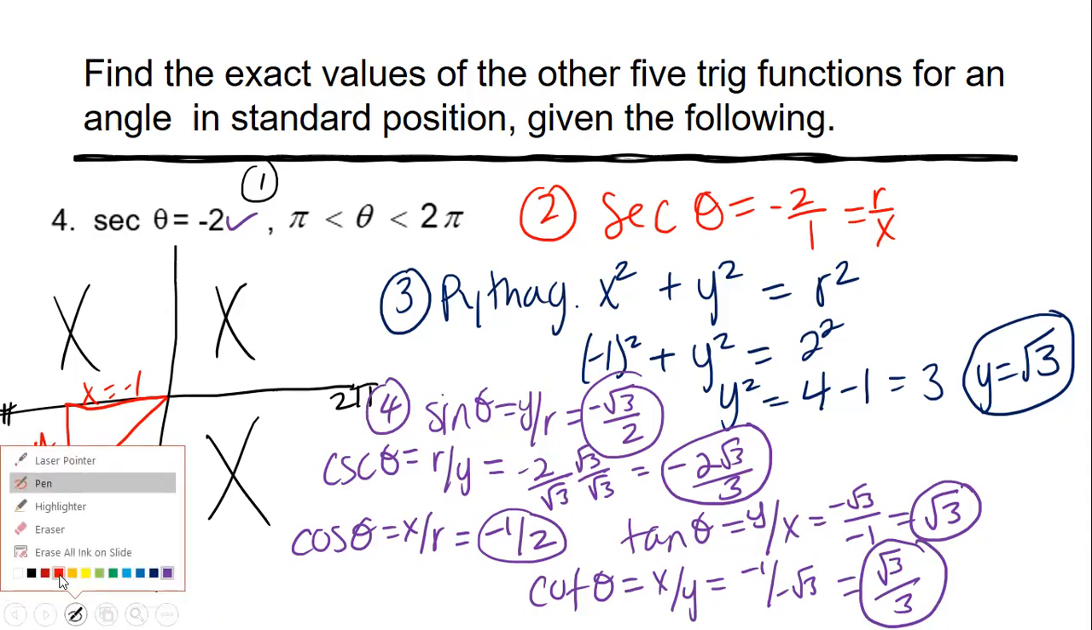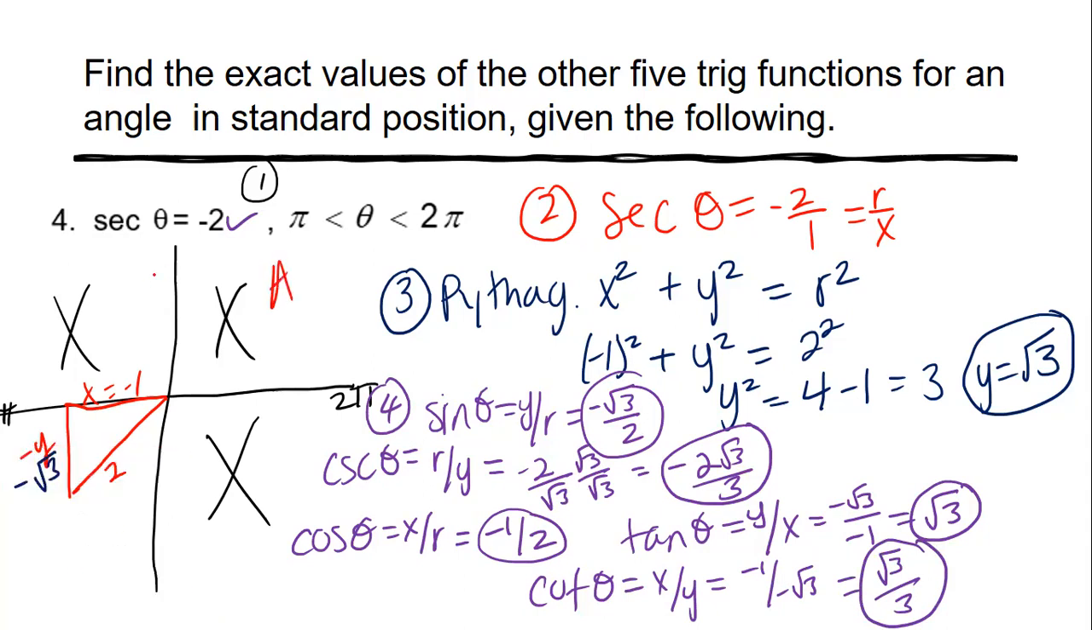Remember, with All Students Take Calculus, it's your chance to check. The only things that should be positive are your tangent and your cotangent. Everything else should be negative except tangent and cotangent.